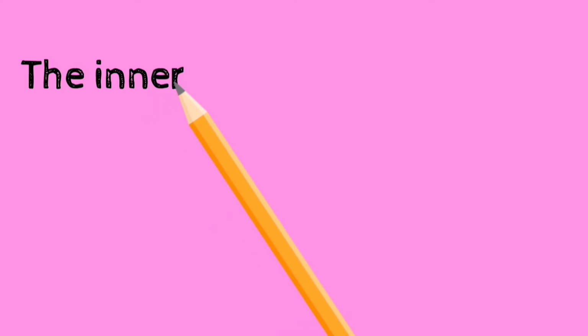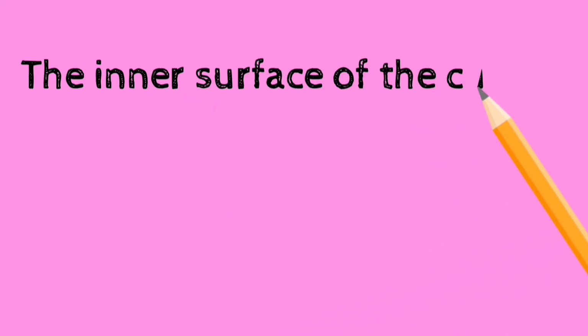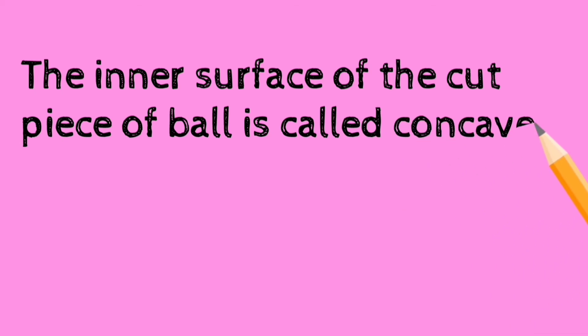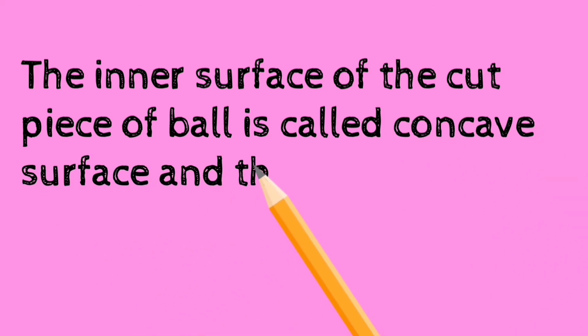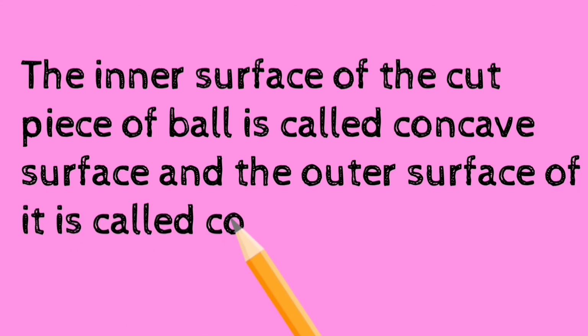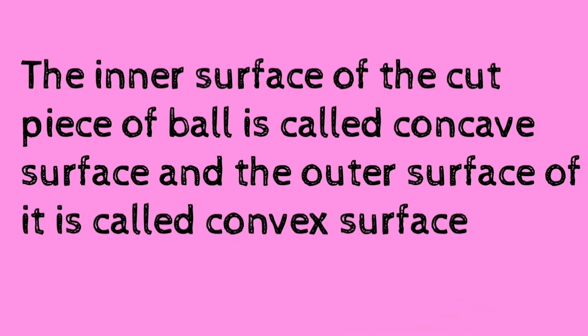So उस बॉल को जब हम कट करते हैं, जो इनर पीस होता है बॉल का, उसे हम कॉन्केव मिरर कहते हैं और जो आउटर पीस होता है उसे हम कॉन्वेक्स मिरर कहते हैं. So here any convex and concave mirror is a part of a sphere, hence these mirrors are called spherical mirrors.